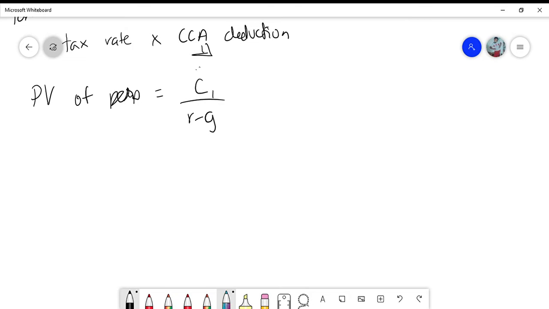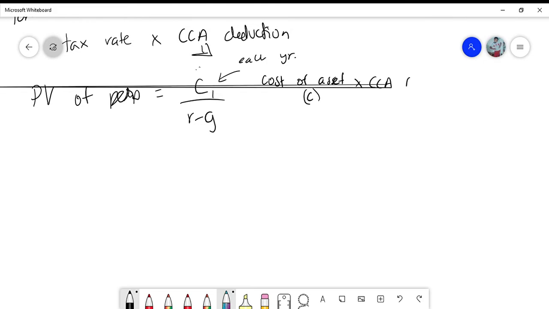In this case, the amount that we pay each year is equivalent to the cost of our asset, which let's just name C. The cost of your asset, let's say the cost of the equipment was $5, so it would be 5 times the CCA rate. So let's say our CCA rate was 10%, right?